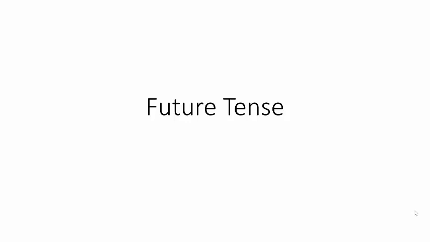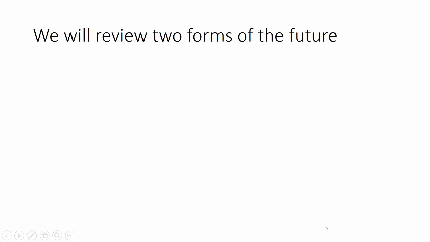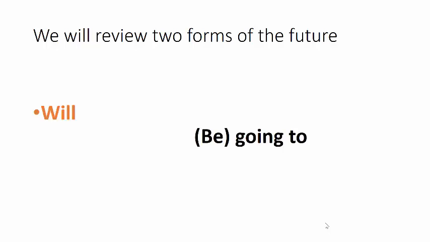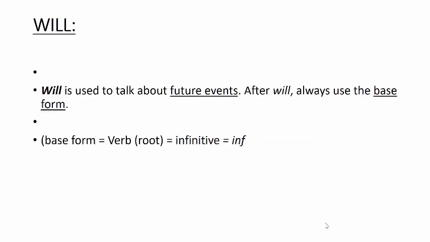This is a review of the future tense that we're going to cover in this level. And in this level, we have two forms that we need to practice and master. We will be using will and be going to make sentences in the future tense. Starting with will, we use will to talk about future events, things that will happen in the future.